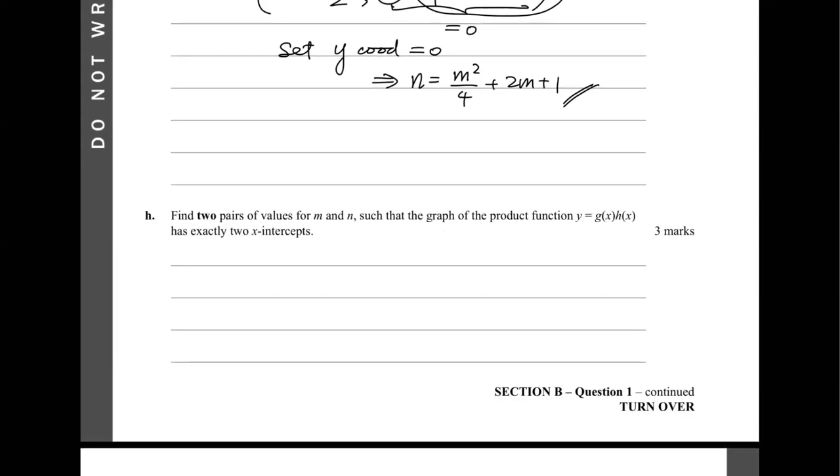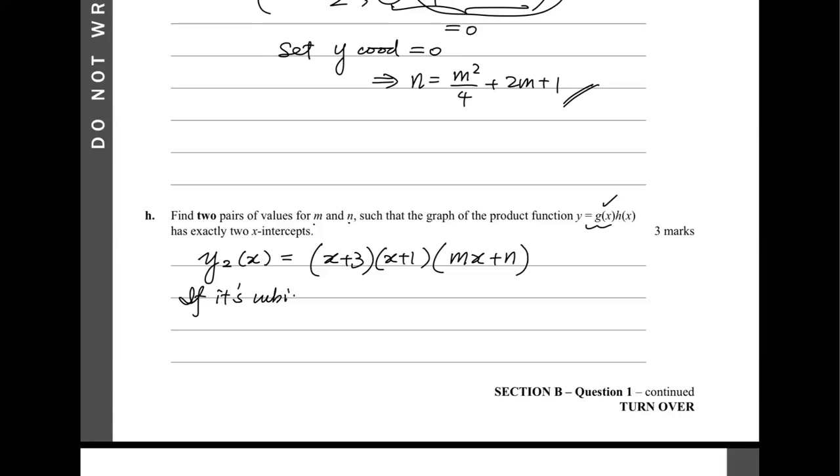All right, find two pairs of values for m and n such that the graph of the product function g(x) times h(x). Oh, interesting. So this is y2 of x equals, let's say, (x plus 3)(x plus 1). That is the g(x) bit. h(x) is mx plus n. Another question you need to think about is whether this function is necessarily a cubic. I mean, if it's cubic, m, actually I should say m cannot be 0.